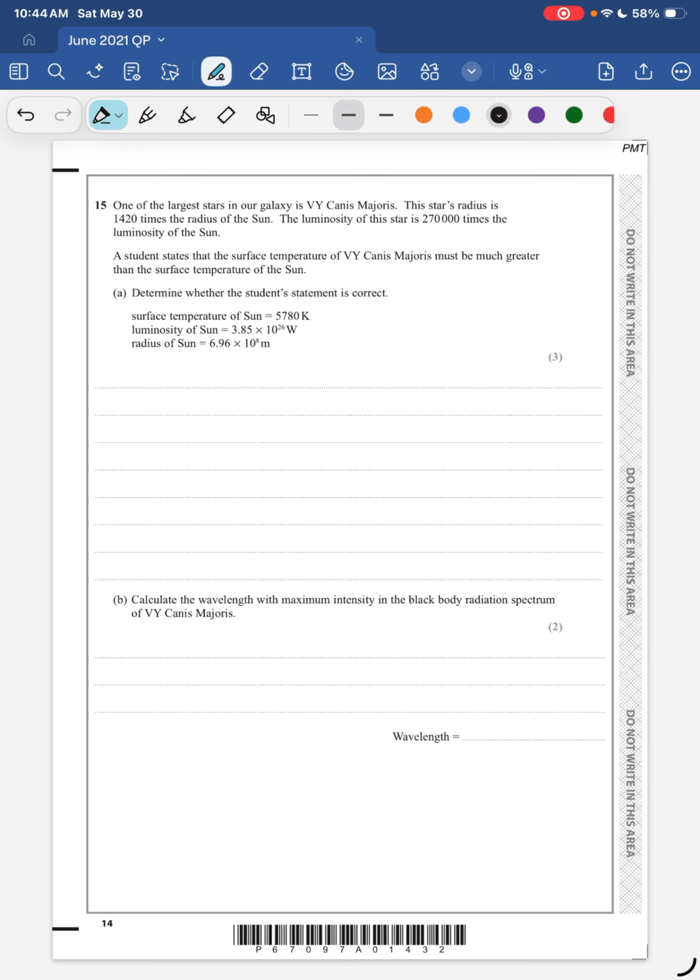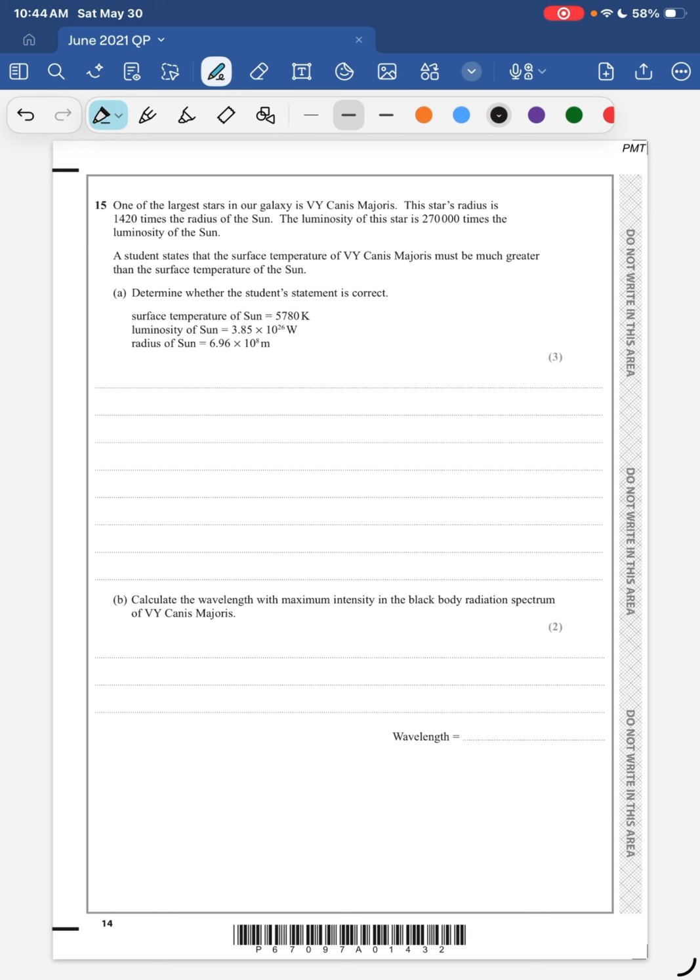15. One of the largest stars in our galaxy is VY Canis Majoris. This star's radius is 1,420 times the radius of the Sun. The luminosity of the star is 270,000 times the luminosity of the Sun. A student states that the surface temperature of VY Canis Majoris must be much greater than the surface temperature of the Sun. A, determine whether the student's statement is correct.